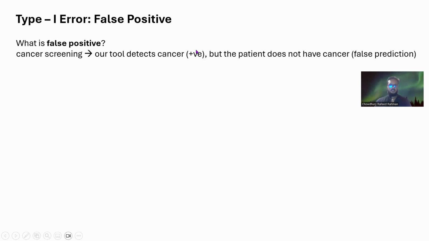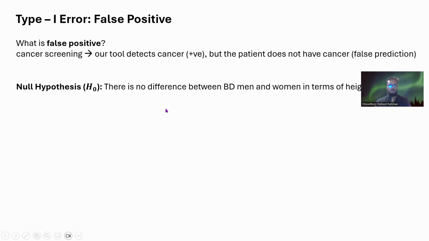So if the tool detects cancer, that means it predicts positive, but the patient actually has no cancer. That means it's a false prediction. So this is going to be a false positive, because your tool has given a positive prediction of cancer, but the patient in reality does not have cancer. Now, this is just a simple example, but this has nothing to do with the statistical testing that we are talking about here. So let's talk about it in light of that.